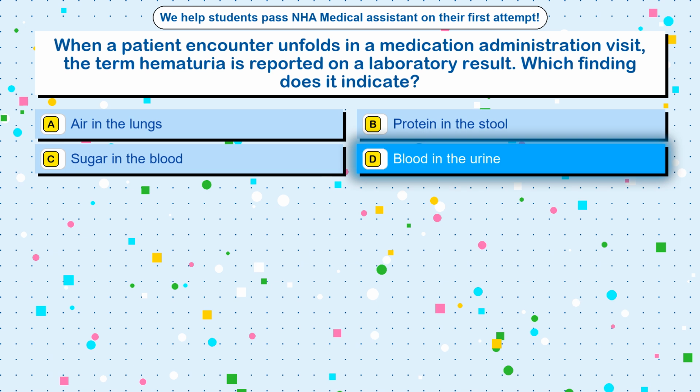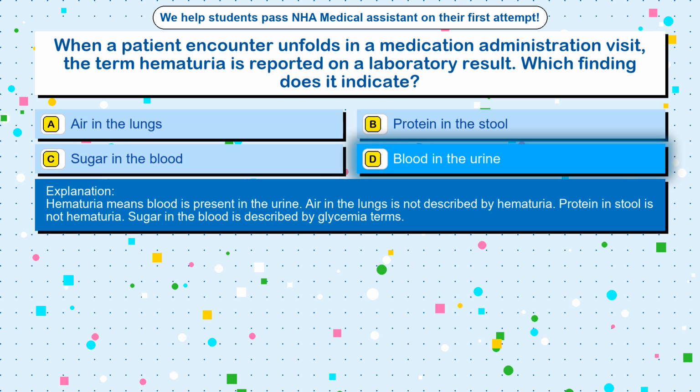The correct answer is option D, blood in the urine. Hematuria means blood is present in the urine. Air in the lungs is not described by hematuria. Protein in stool is not hematuria. Sugar in the blood is described by glycemia terms.